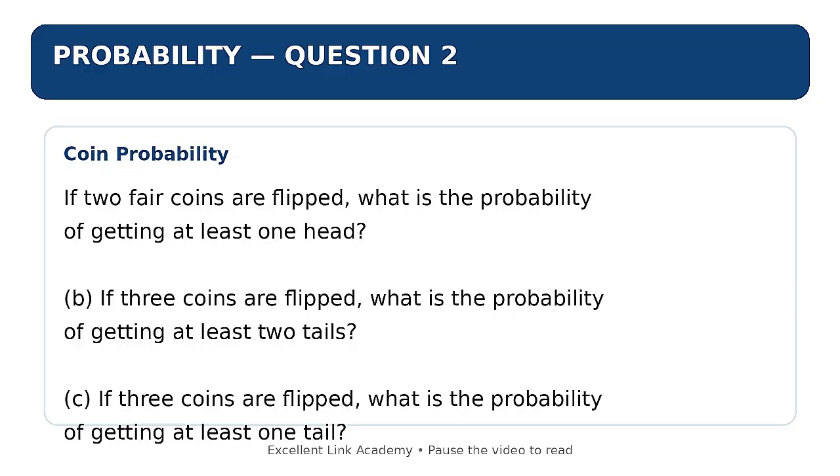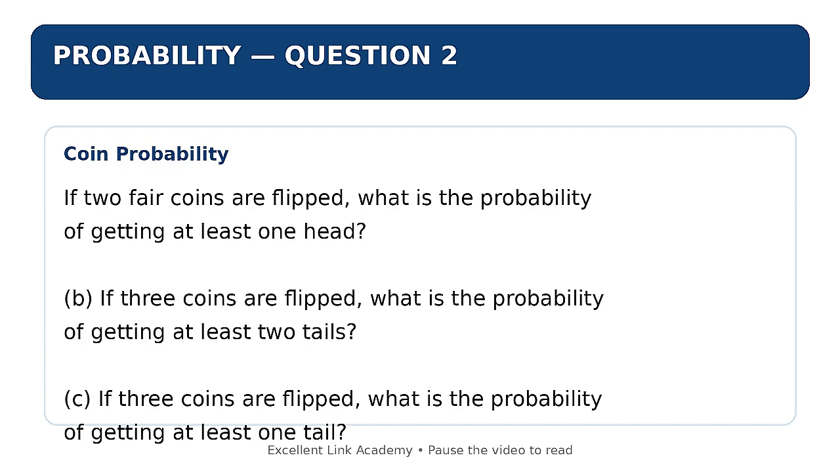It says, A: If 2 fair coins are flipped, what is the probability of getting at least 1 head? B: If 3 coins are flipped, what is the probability of getting at least 2 tails? C: If 3 coins are flipped, what is the probability of getting exactly 1 tail?